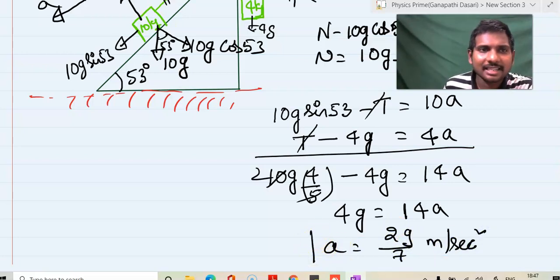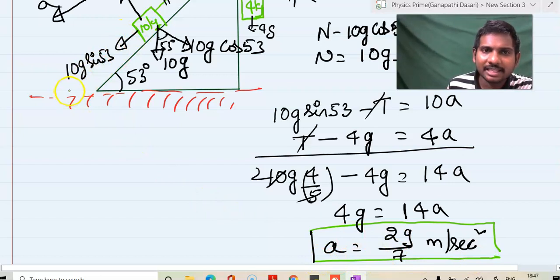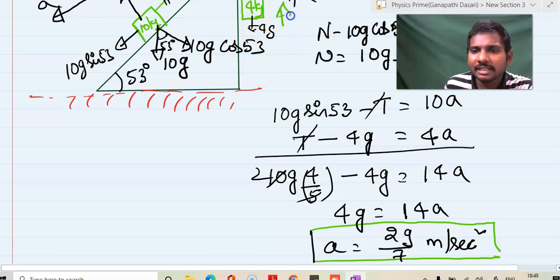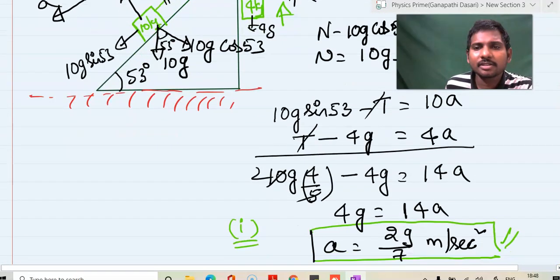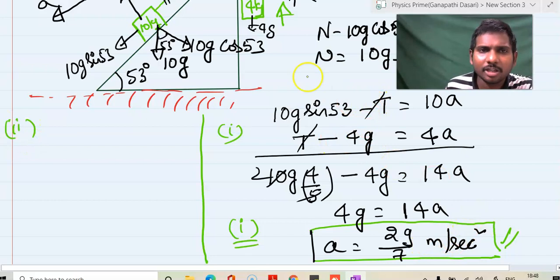This is the acceleration of the two blocks, one along the inclined plane in the downward direction, the 10 kg block, and the 4 kg block vertically upward, with an acceleration 2g by 7 meter per second square. This is the first part answer, and the second part of the question is the tension force in the string. To get it, we can substitute this acceleration in the second equation or the first equation, and we'll get the answer.